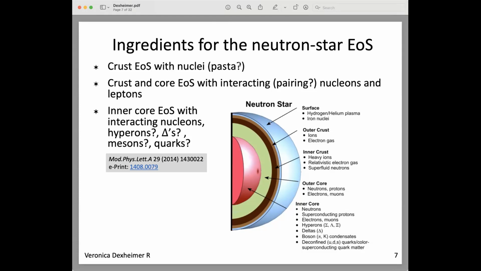I got this picture here from Fridolin Weber's paper, and I think it illustrates nicely how you have structure in your star. I like this figure in particular because it's more to scale than other figures, because the crust is actually very thin. Although it's important for many dynamical processes, it is less than 10% of your radius. So most of the star is the core, and what people define as the inner core is where we have all your exotic populations: hyperons, quarks, mesons that condense at this kind of temperature, and maybe even three-halves spin particles.